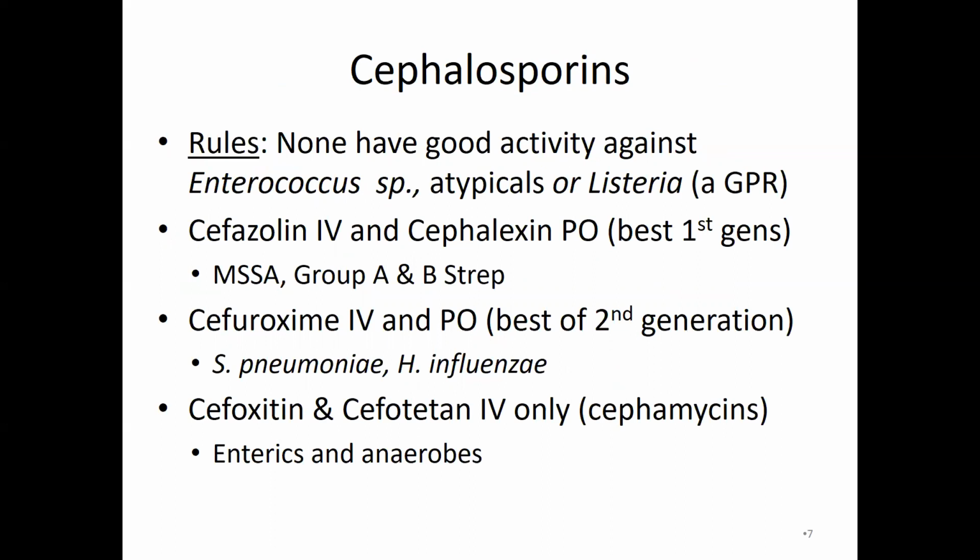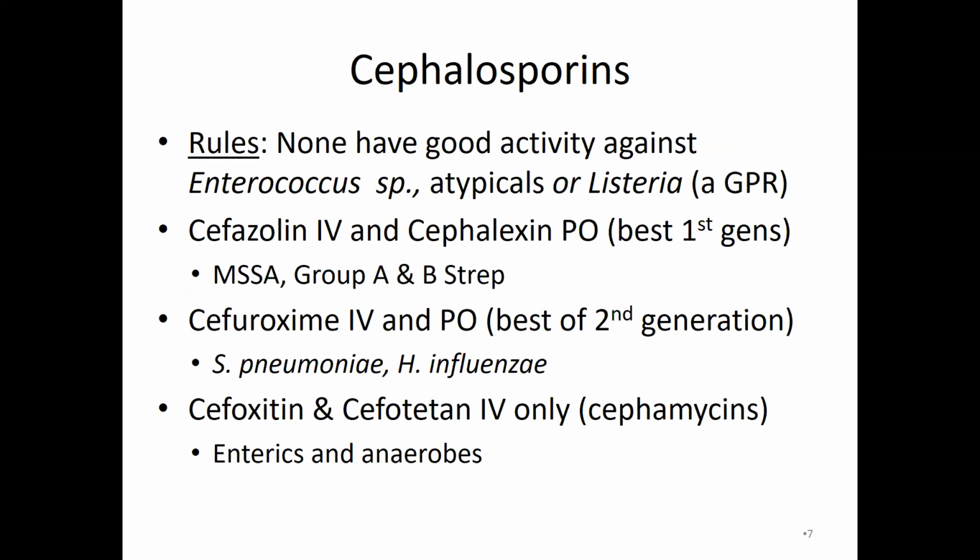Now moving on to cephalosporins, a few general rules. None of these have good activity against Enterococcus species, atypicals like Mycoplasma, or Listeria, which is a gram-positive rod that becomes important in meningitis. As another point on the atypicals, none of the beta-lactams are going to be effective against those. They're called that because they don't have a really well-defined cell wall. So these drugs all work on the cell wall, and they can't attack that target in an atypical.